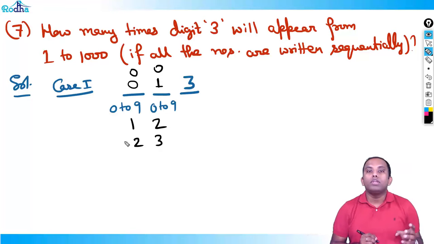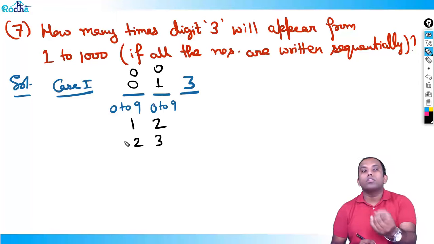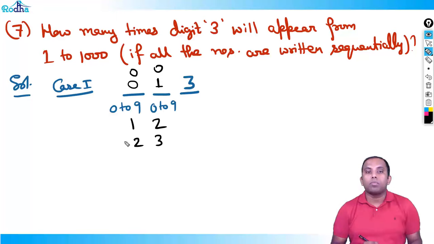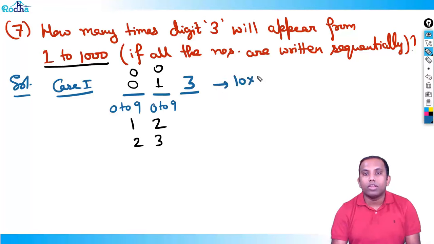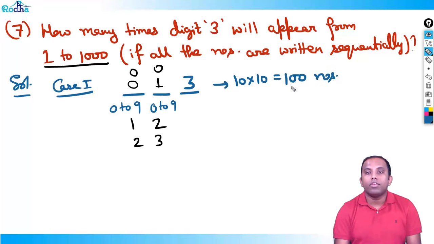In this case, I don't need to worry that I need only 3-digit numbers. I need 2-digit numbers as well as 1-digit numbers, right? So the first place can be 0, the second place can also be 0. We only worry about excluding 0 from the first place when we want only 3-digit numbers. But here from 1 to 1000, I need 1-digit, 2-digit and 3-digit numbers. So if 3 is at the units place, I can form 10 into 10, 100 such numbers in which 3 will appear at the unit place.